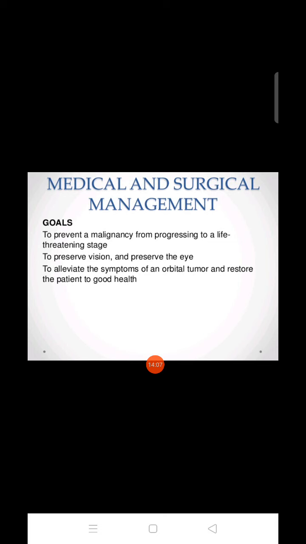In this, we have to prevent a malignancy from progressing to a life-threatening stage, preserve vision and preserve the eye, and alleviate the symptoms of an orbital tumor and restore the patient to good health. This is the medical and surgical management we can do. The goal is to prevent a malignancy, preserve vision, alleviate the symptoms of the orbital tumor and restore the eye.